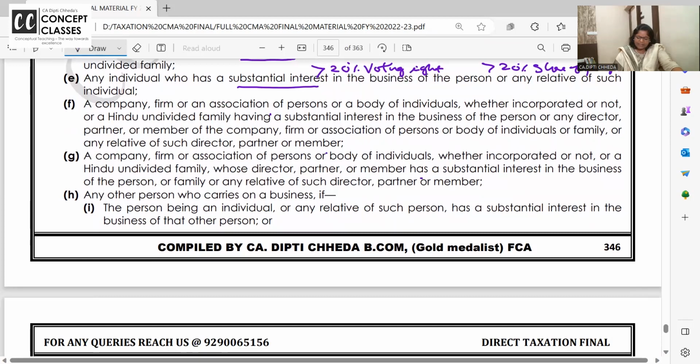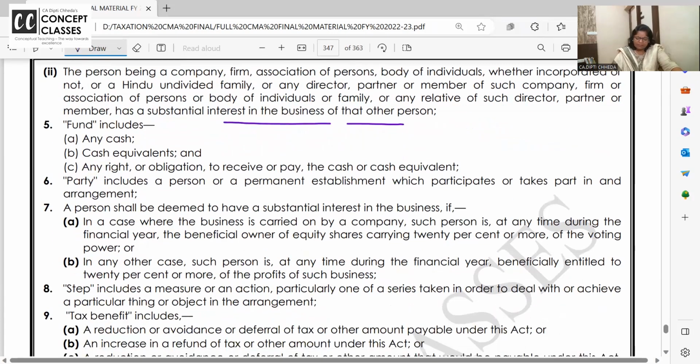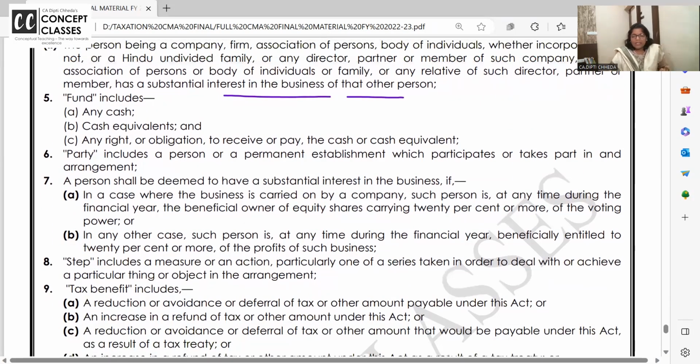Any other person who carries on business, if the person being an individual or any relative has substantial interest in the business of that other person. Or a person being a company, firm, AOP, BOI, whether incorporated or not, or director, firm, relative, has substantial interest in that business. Okay. Now that we are talking about funds, what is a fund? Cash and cash equivalent, anything.